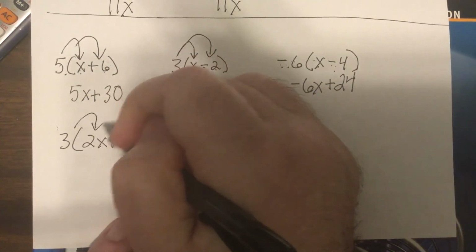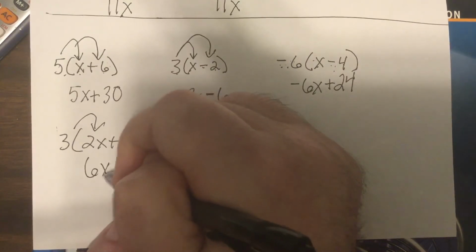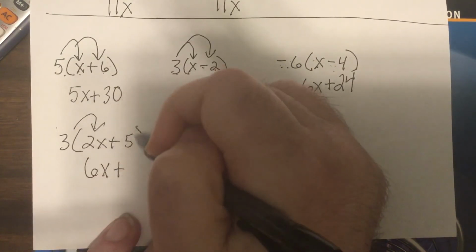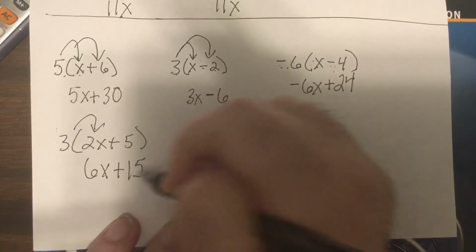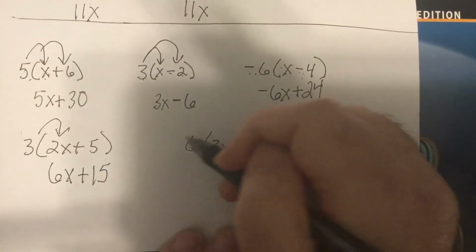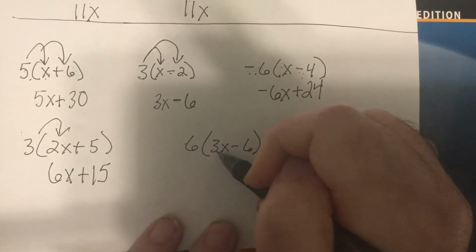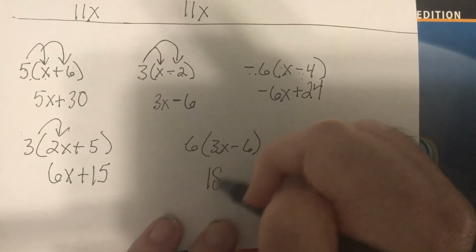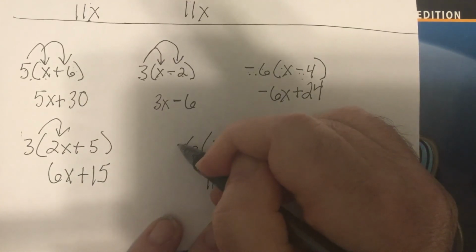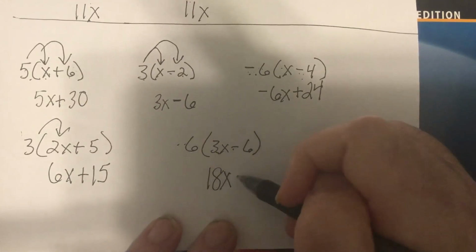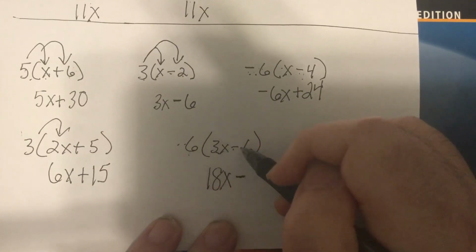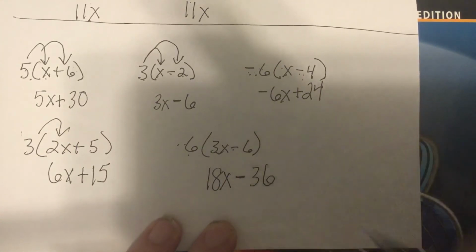Okay, so 3 times 2x is 6x. 3 times 5 is 15. 6 times 3x, tried to trick you, that'd be 18x. Positive times a negative is negative, and 6 times 6 is 36.